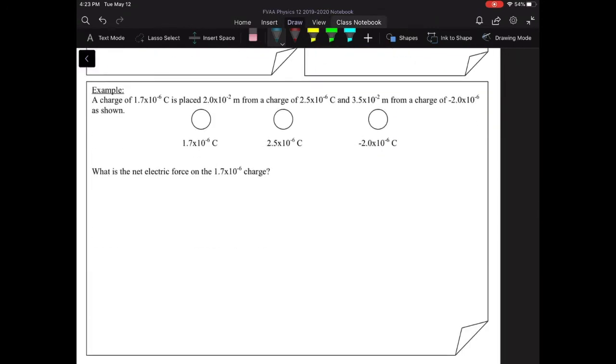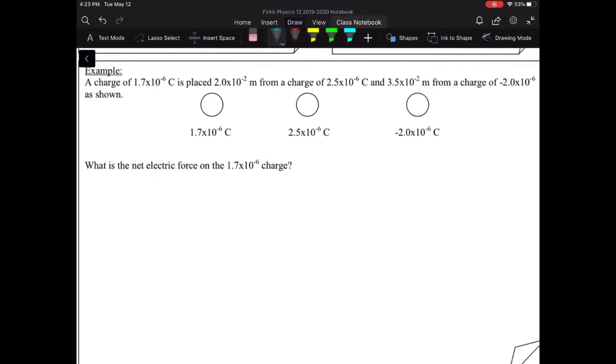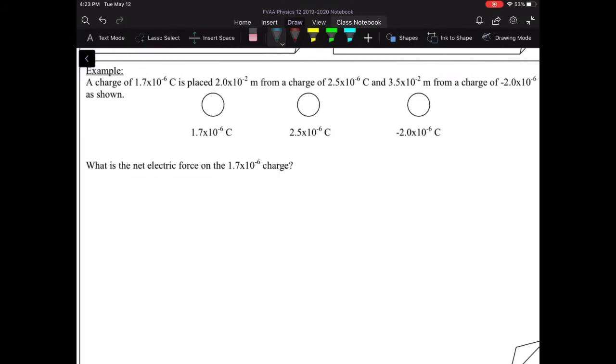Okay, now a lot of these questions you're going to have more than one charge. So this is going to be a very common question here, where you kind of have a tug of war happening between these charges. So here a charge is 1.7 times 10 to the negative 6 coulombs is placed 2 times 10 to the negative 2 meters, or 2 centimeters, from a charge of 2.5 times 10 to the negative 6 coulombs, and 3.5 times 10 to the negative 2 meters from a charge that is 2 times 10 to the negative 6 coulombs, as shown.